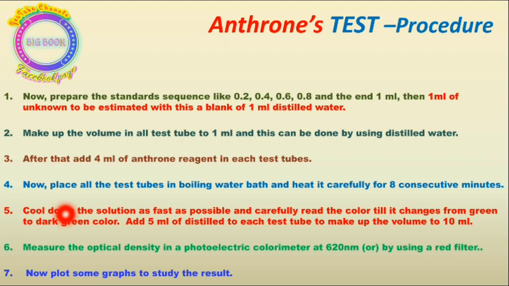After boiling in the water bath for 8 consecutive minutes, we are going to cool down the solution as fast as possible, and carefully observe the color until it changes from green to dark green. Also add 5 ml of distilled water to each test tube to make up the volume to 10 ml. So now, adding the 5 ml of distilled water to the test tubes, the total volume becomes 10 ml.